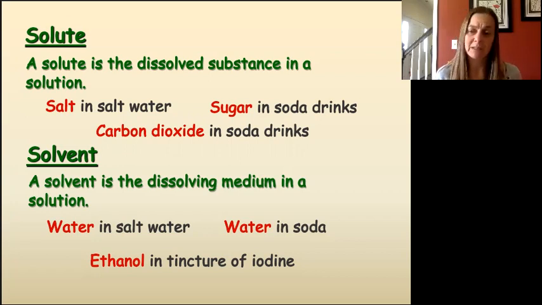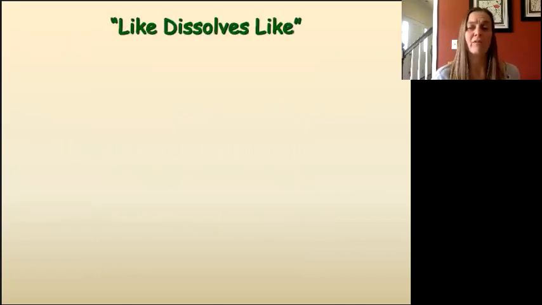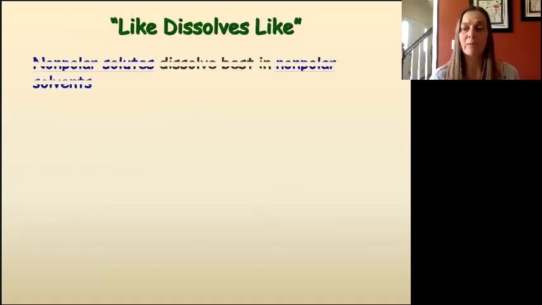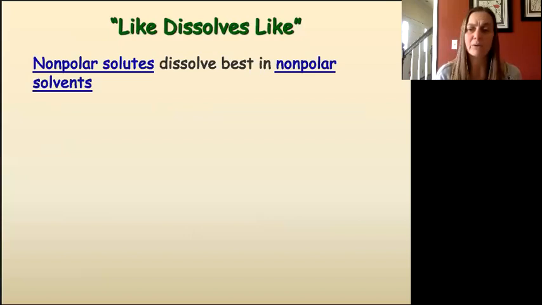Not everything when mixed together will make a solution. And so we're going to talk about what makes things dissolve other things. And so the aphorism that we use is like dissolves like. And what do we mean by that? We mean that nonpolar solutes are going to dissolve best in nonpolar solvents. So again, it's important that we are able to decide whether a compound is polar or nonpolar, and that's going to come back to Lewis structures, to differences in electronegativity, to understanding all of that we learned about in molecular geometry.